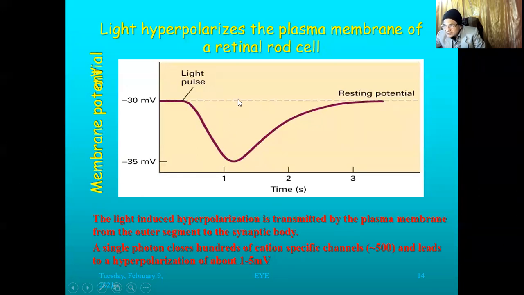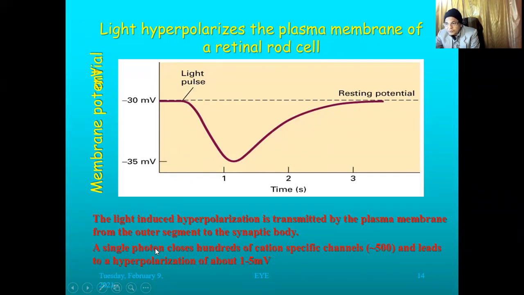So if you see, this is an anharmonic curve. Anharmonic curve means the time taken from minus 30 to minus 35 is less than the time taken from minus 35 to minus 30. It is more. So that's why it is anharmonic. The light-induced hyperpolarization is transmitted by the plasma membrane from the outer segment to the synaptic body. The synaptic body is the part of the neurons that leads to the brain, the optic nerves.